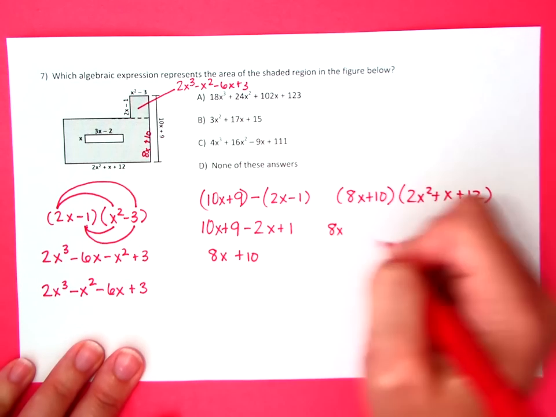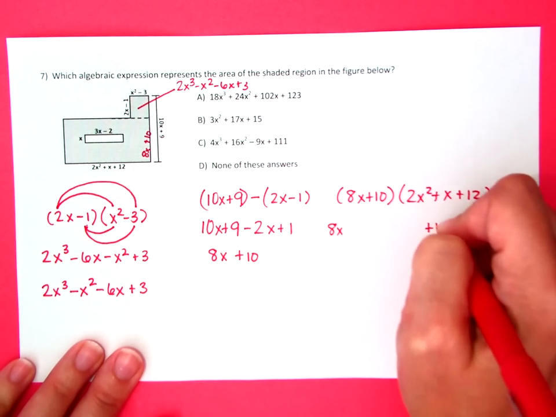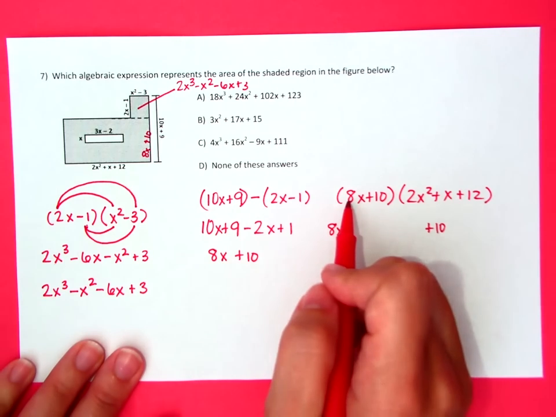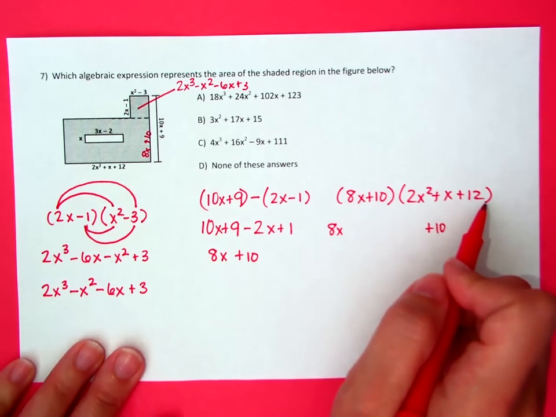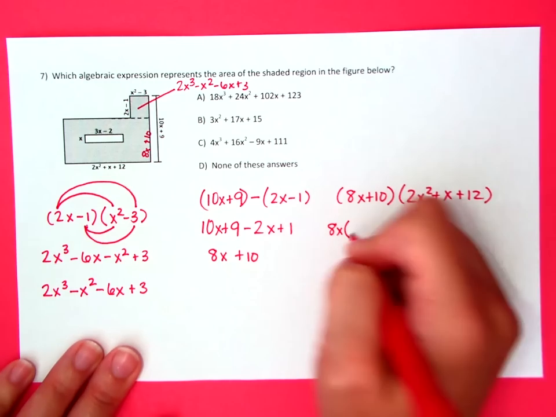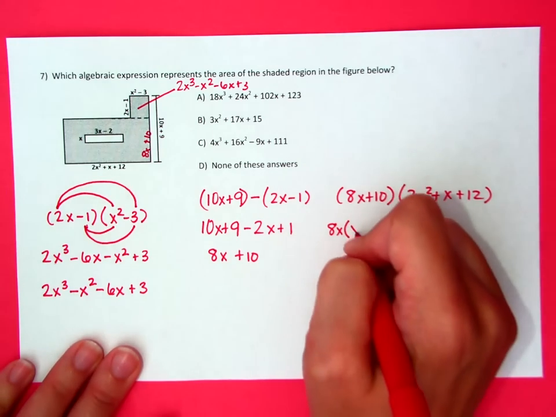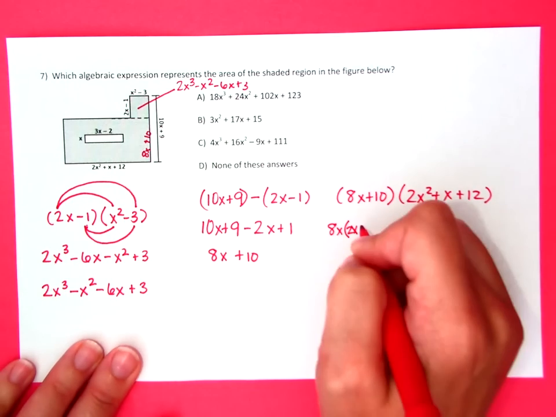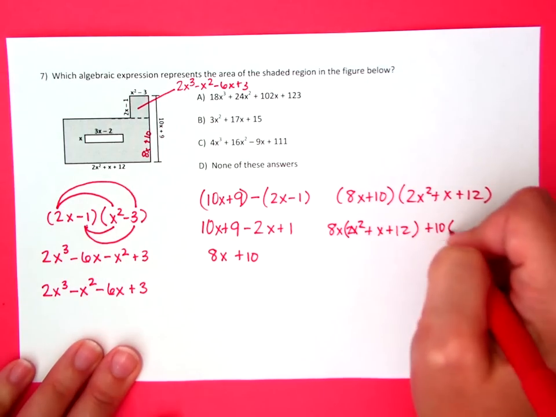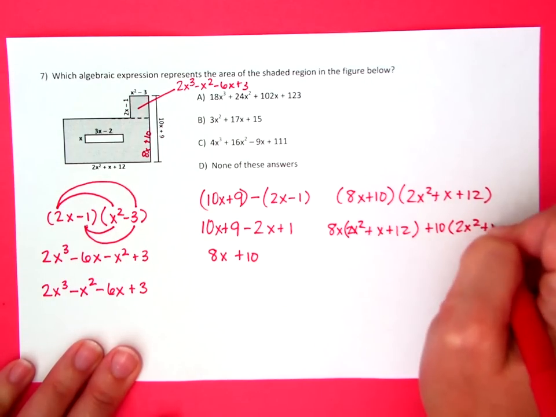So 8x, and then we're going to put a big space and plus 10. And then behind each of these, essentially, we're going to distribute the 8x to every term in this trinomial, and then we're going to distribute the 10 to every term in this trinomial. So I'm going to rewrite this trinomial here. I forgot the 2. 2x squared plus x plus 12, close the parenthesis, and do it again. 2x squared plus x plus 12.